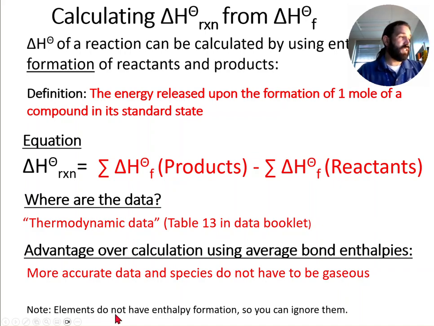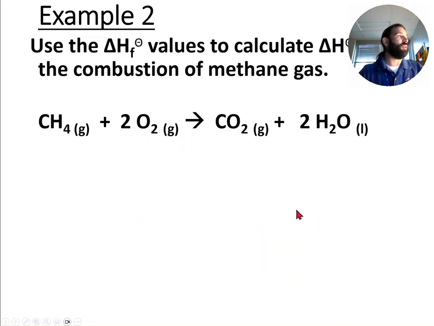All right, so just a heads up, you're not going to see any elements in table 13 because elements do not have enthalpy of formation. They are formed in nuclear processes in the heart of stars or during the massive explosion of stars. So the elements were already here when we started doing the chemistry, so we don't have to consider their formation.